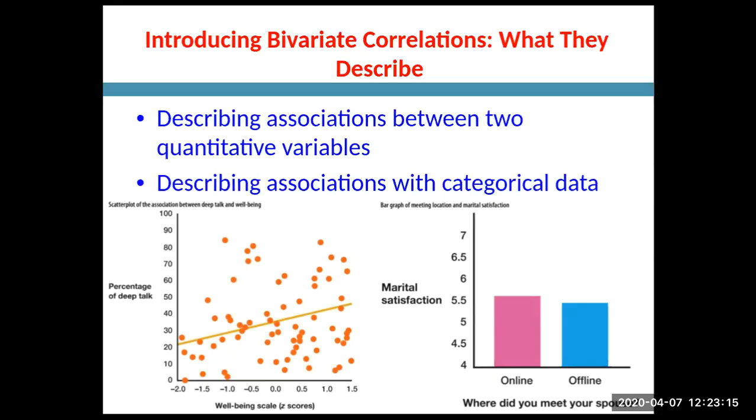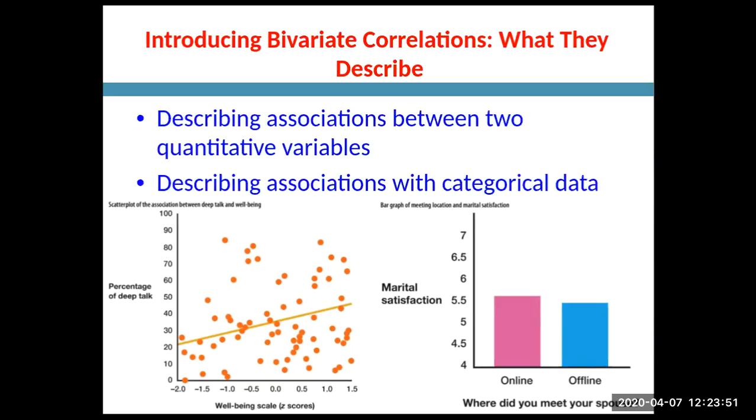On the right, we also see two measured variables. However, one of them is a number. We're looking at marital satisfaction, probably on a scale of 1 to 7. And the other variable, which is also measured, is a categorical variable. It's asking, where did you meet your spouse? And there's only two options. You either met your spouse in an online format, a chat room or a dating app, or you met them offline. You met them somewhere in the real world. I don't really think there's an in-between.